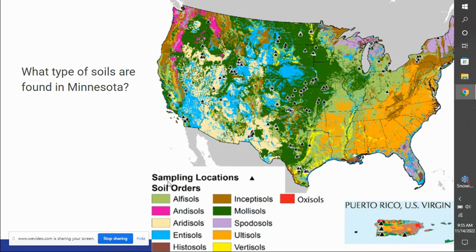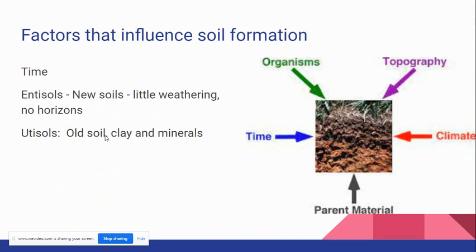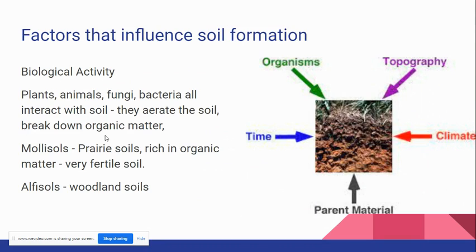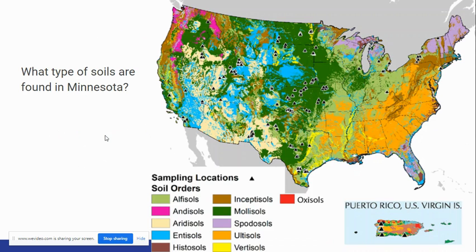The light green, alfisols. So what are those again? Let me see if I can go back here. Mollisols are prairie soils, so that's what we have around here, rich in organic matter. There's a lot of farms around this part of Minnesota. Even a town called Farmington, farming town, and some woodland soils around here in some of the forested areas.